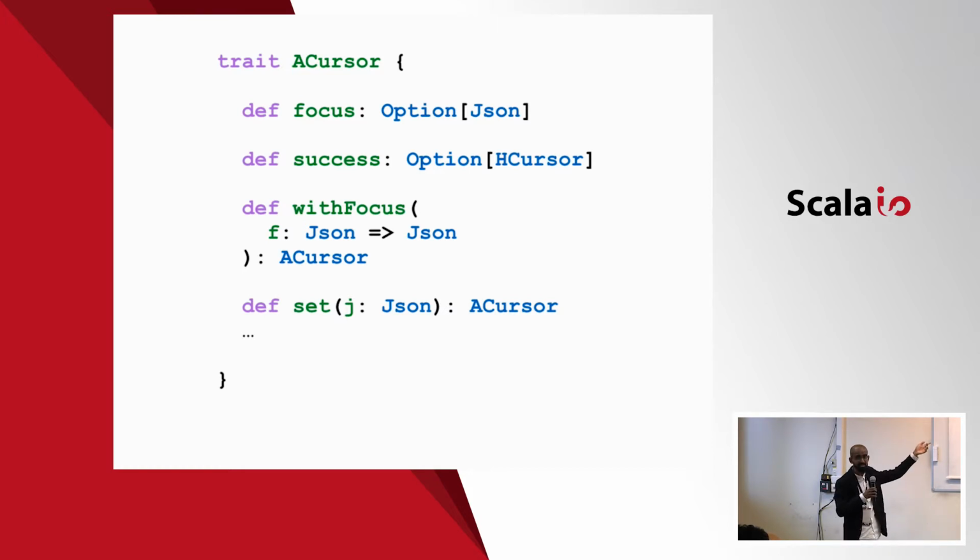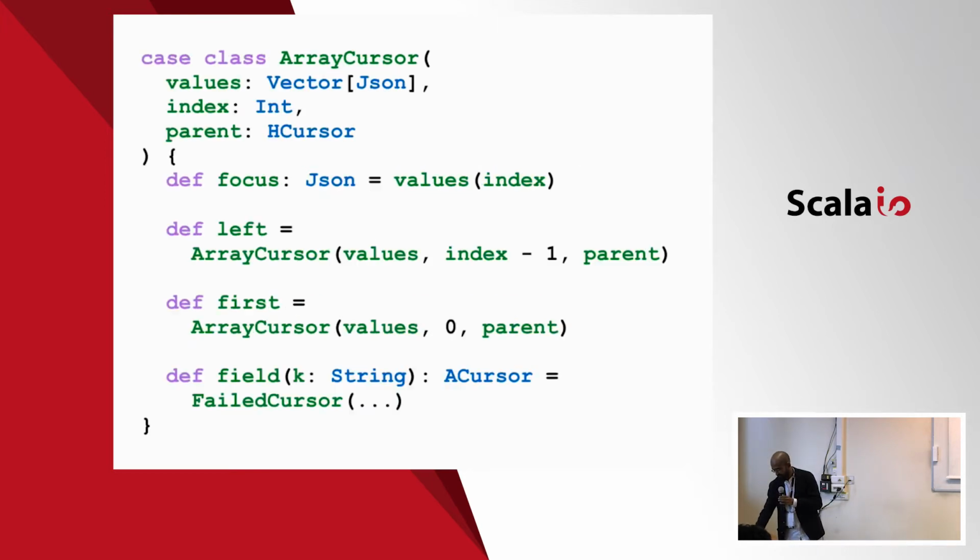withFocus is essentially change, right? The change that I showed you earlier was kind of set, right? This is instead a function that takes the existing value and modifies it in some way according to this function f. And this is applicable at any point that it's a successful cursor, at any point that you have a successful focus. And set. Okay, so now let's look at the interesting bits: array cursor and object cursor, essentially.